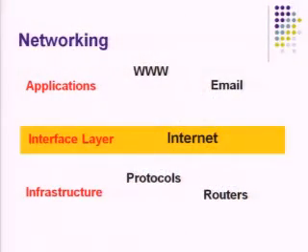So let's take networking. On the application side, you have the WWW, email, and all the applications that you can think of, things like YouTube these days. And infrastructure essentially consists of protocols, routers, and all those things. And the interface layer is the internet. So how does the internet help? Applications can be developed independent of what's going on in the infrastructure layer.